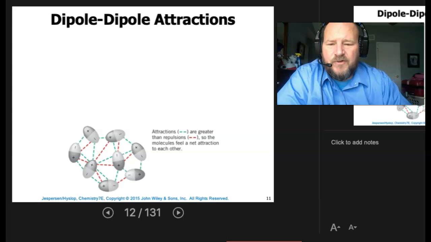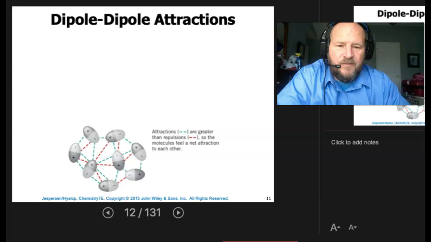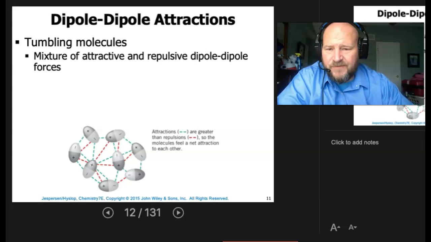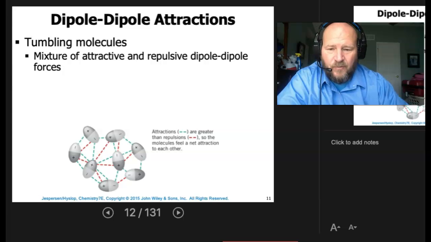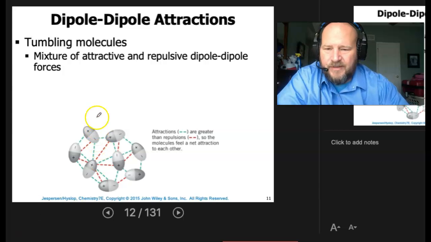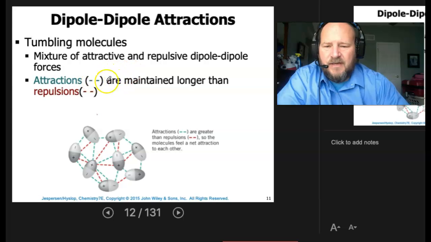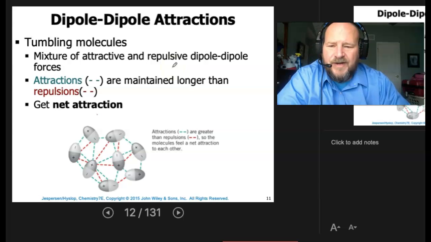So dipole-dipole attractions then, and you can see we have a cool little picture here of the molecules forming networks, right? So tumbling molecules. It's a mixture of attractive and repulsive dipole-dipole forces. So remember, if two negatives get near each other or two positives get near each other, they're going to repel one another. So it's going to force them into an ordering. So attractions, minus, plus, are maintained longer than the repulsions. Okay? So we'll get an overall net attraction.